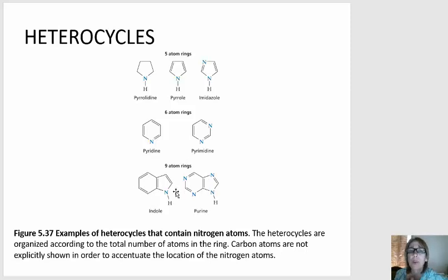And at the bottom here, we have 2 fused rings. And by fused, we mean the 2 rings share a side. So these are both 9-atom rings that have a 6-membered ring fused to a 5-membered ring.